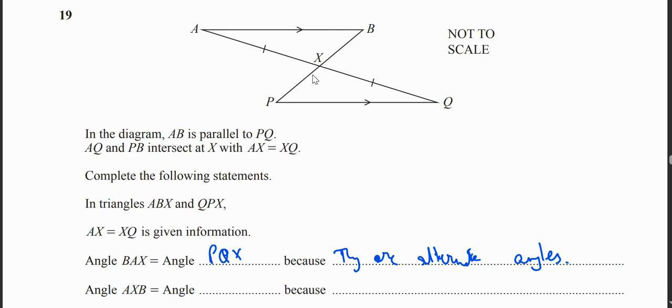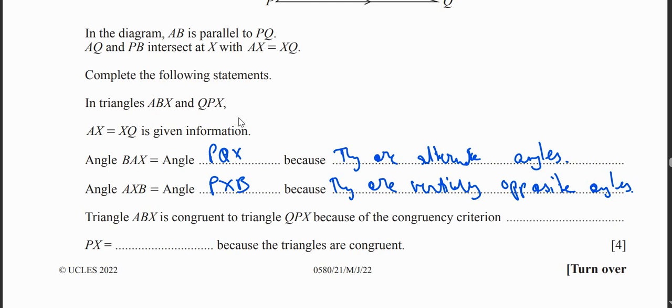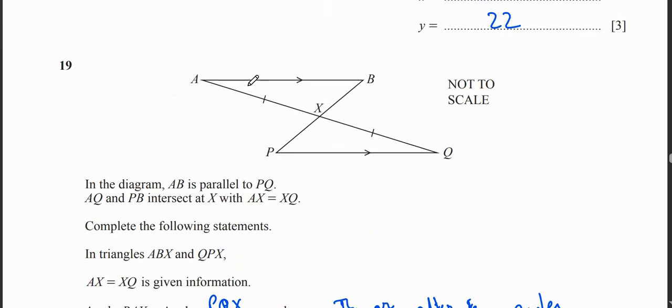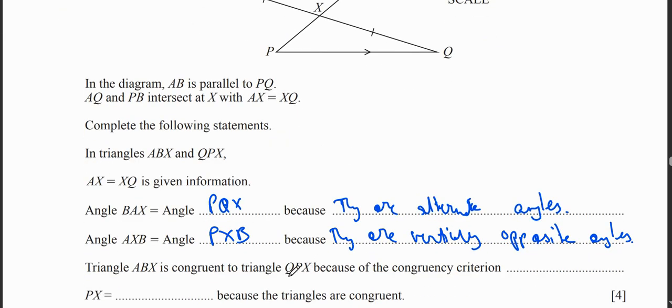Secondly, angle AXP is equal to angle PXB because they are vertically opposite angles. Secondly, triangle ABX is congruent to triangle QPX. ABX is congruent to QPX because of the congruency criterion.